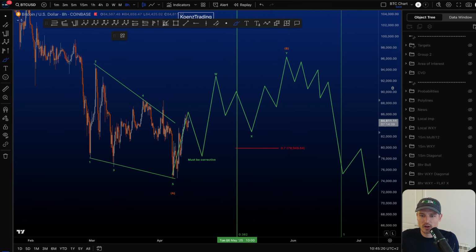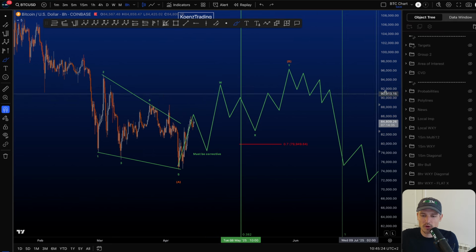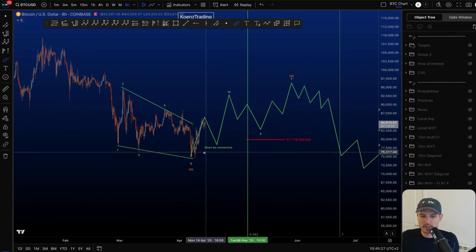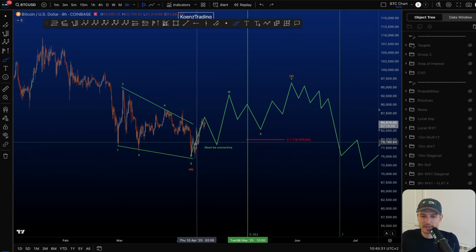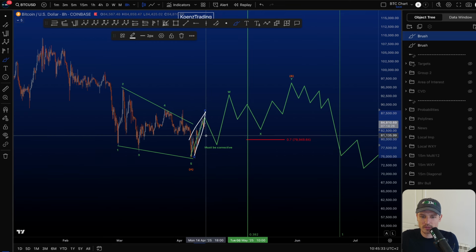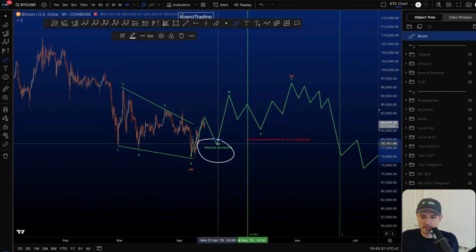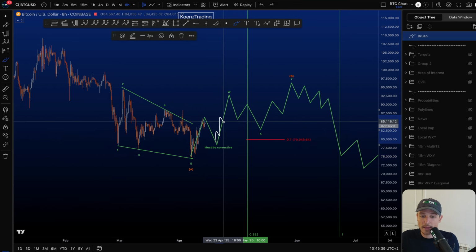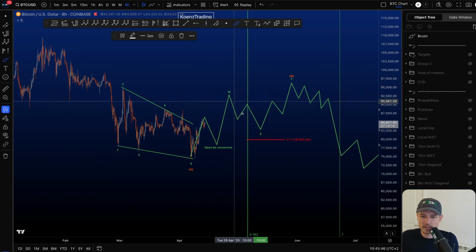Now in this scenario, we would then be looking for a double zigzag in B, a WXY, mainly from a time perspective. So we have a finished diagonal in A, 1, 2, 3, 4, 5, right? Finished. Then you have a diagonal locally, which we'll cover in a second. The move down has to be corrective. And then you start a new impulsive structure up, right? Big difference.